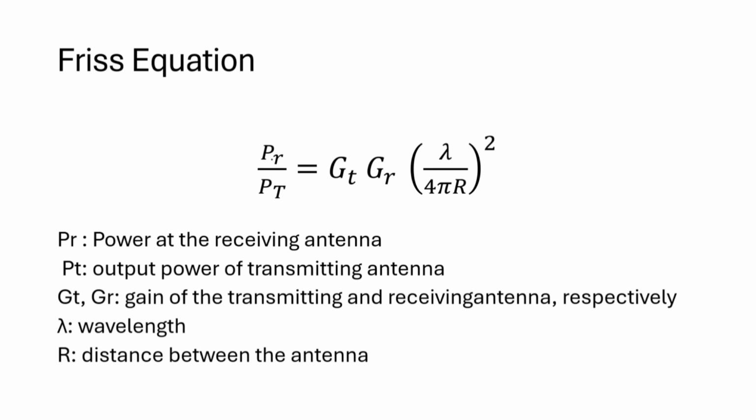This is the Friis equation. PR divided by PT is equal to GT GR times lambda divided by 4 pi R, whole square. That means PR is the power at the receiving antenna, PT is the output power of the transmitting antenna, GT and GR are the gains of the transmitting and receiving antenna respectively, lambda is the wavelength of the antenna, and R is the distance between the antennas.